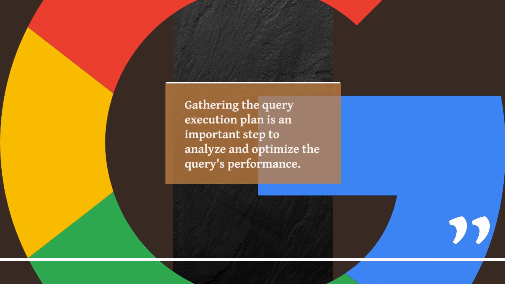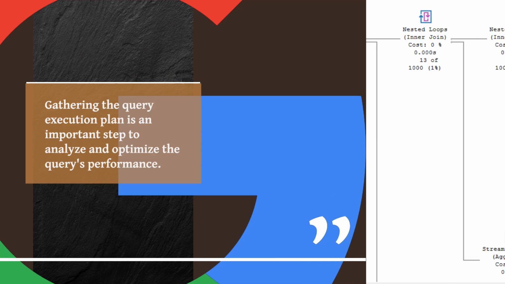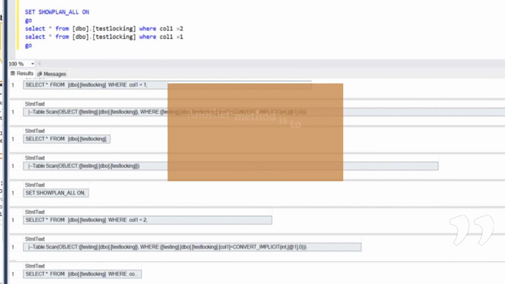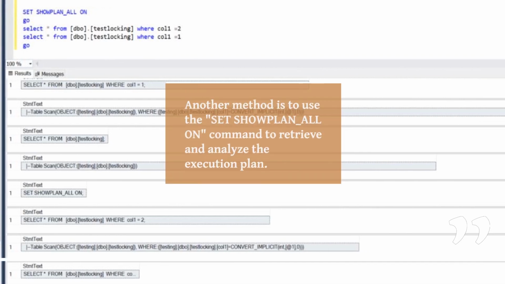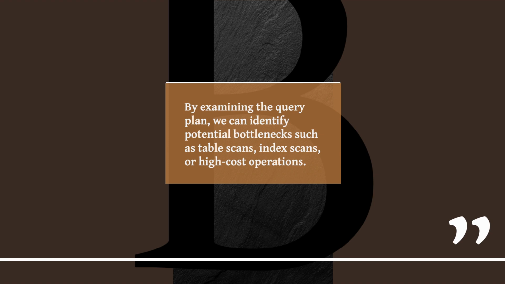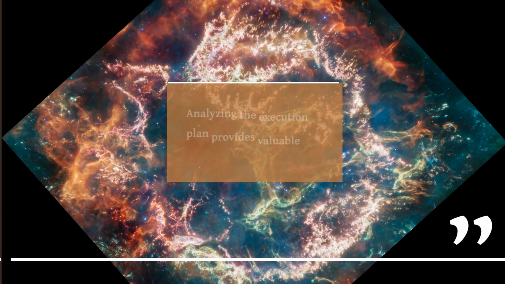Gathering the query execution plan is an important step to analyze and optimize the query's performance. We can execute the problematic query with the Include Actual Execution Plan option enabled in SSMS. Another method is to use the SET SHOWPLAN_ALL ON command to retrieve and analyze the execution plan. By examining the query plan, we can identify potential bottlenecks such as table scans, index scans, or high-cost operations.